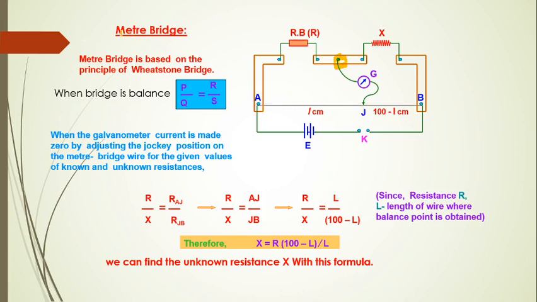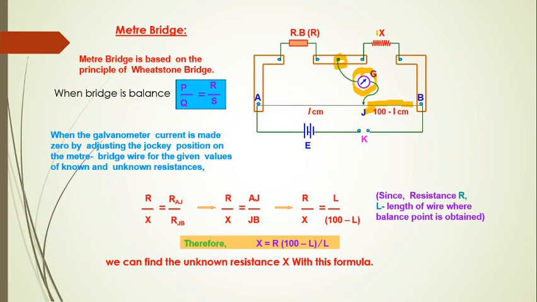Why is it known as a meter bridge? Because the length of the wire is 1 meter, 100 centimeters. So this is the meter, and this acts as a bridge. These four resistances, R, X, the resistance of this length of the wire, and the resistance of the J to B portion of the wire, act as the four resistances. And when the galvanometer shows no current through it, the bridge is in a balance condition. We can find the unknown resistance by using the meter bridge.